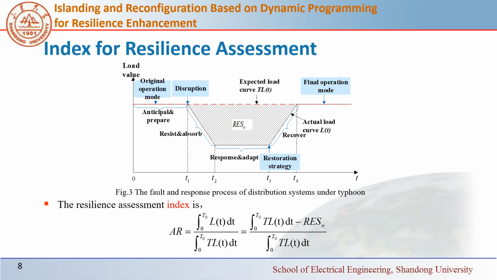The third part is islanding and reconfiguration based on dynamic programming for resilience enhancement. When a typhoon passes, the lines in a distribution system may encounter faults, and thus the power supply gradually falls to the lowest level. Thereafter, the distribution system maintains the minimum level of power supply until the typhoon has passed. After the typhoon's passage, the operators carry out emergency repair for the damaged components. The distribution systems will gradually recover from outages and the loads will gradually rise to the normal operating level. The percentage of guaranteed load supply is taken as the resilience assessment index.